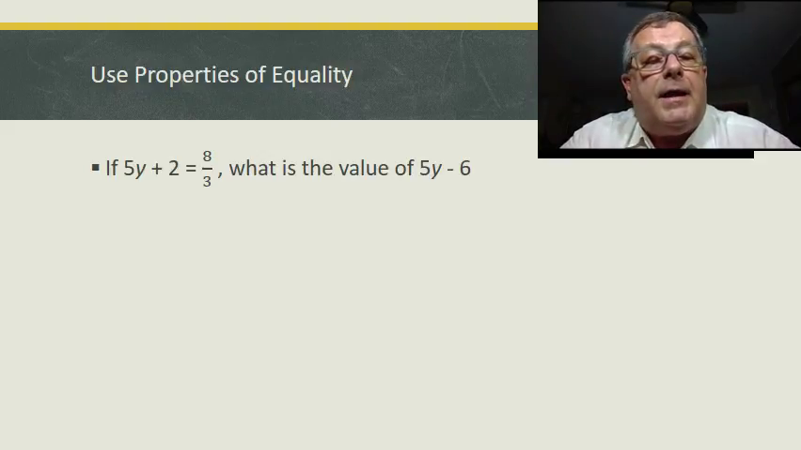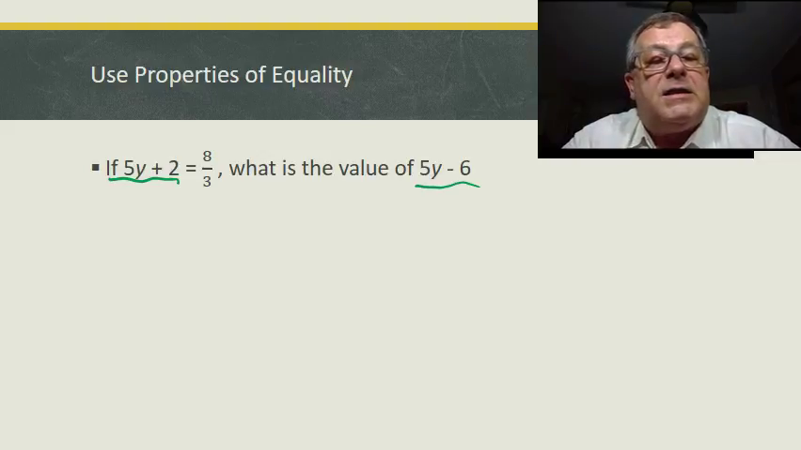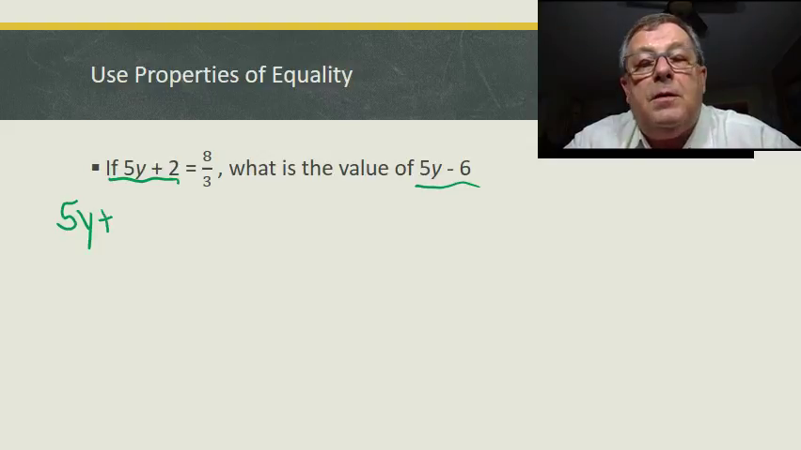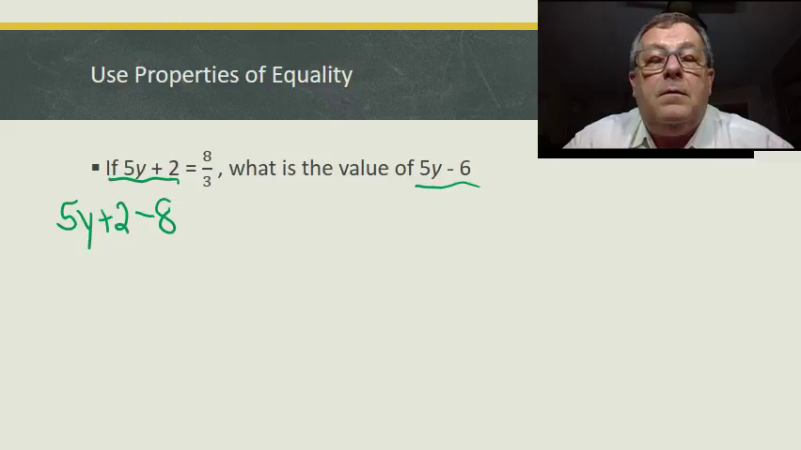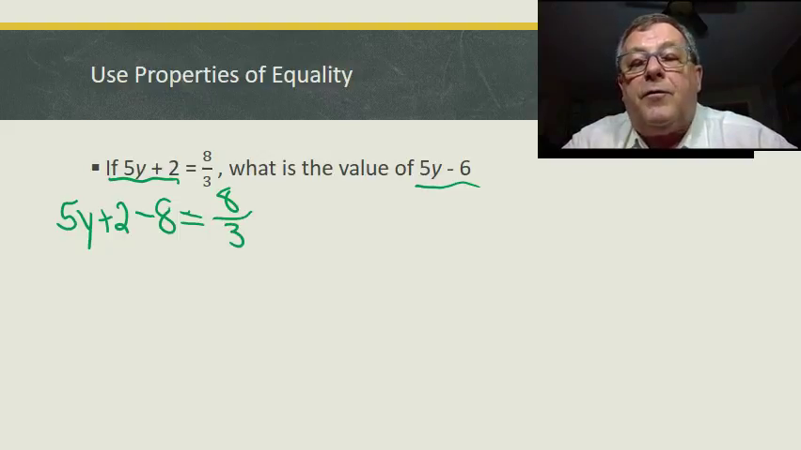What I'm going to be looking at is what I have to do to this side of the equation, because whatever I do here, I have to do to the other side where I've got 8 over 3. The left side is going to be 5y minus 6. If I've got 5y plus 2 and I subtract 8 from that 2, that gives me 5y minus 6. Whatever I do to one side of the equation, I must do to the other. So this would be 8 over 3 minus 8.